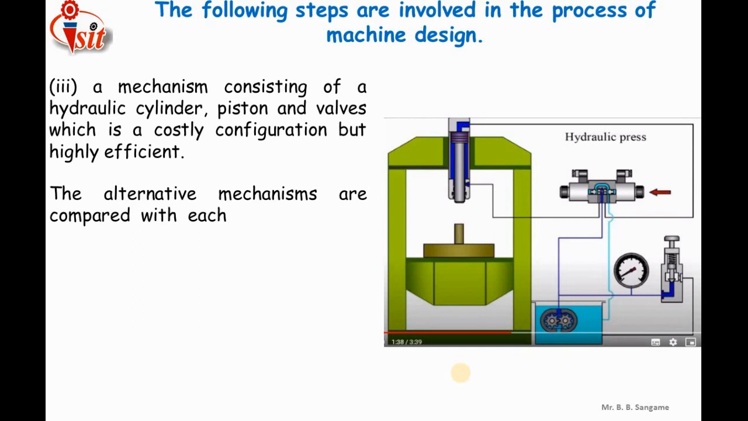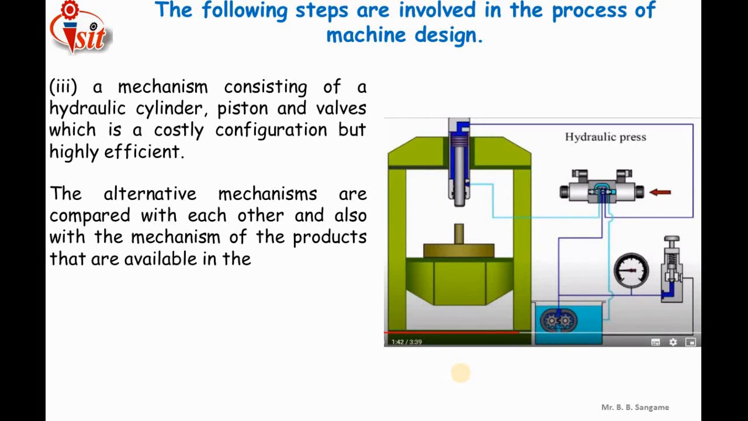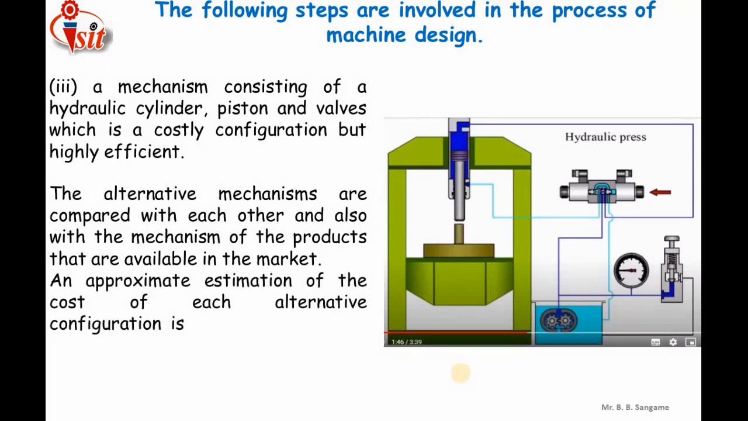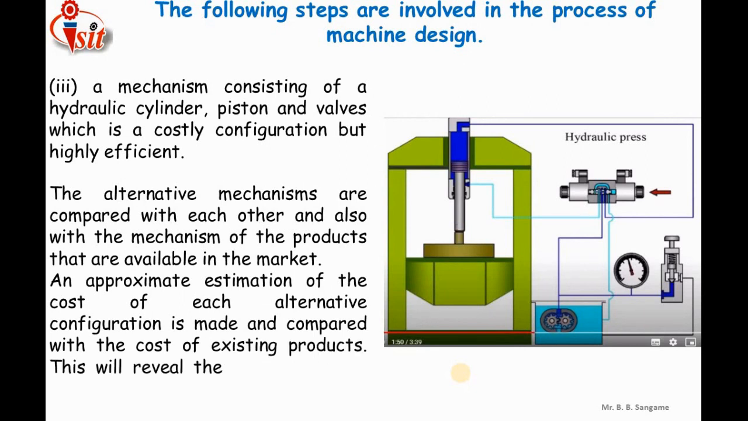The alternative mechanisms are compared with each other. At this stage, the design engineer has to compare the various alternative mechanisms, and according to the cost, which is included in the specification, he has to select the proper mechanism. Again, he has to compare the existing machines in the market and do the study. He has to select the proper and correct mechanism so that the productivity and efficiency of the machine will be high compared with the existing machines available in the market.